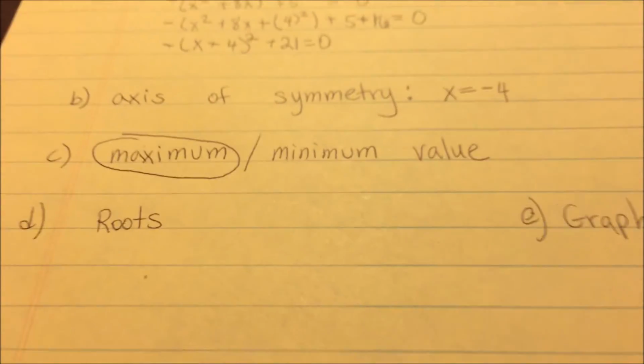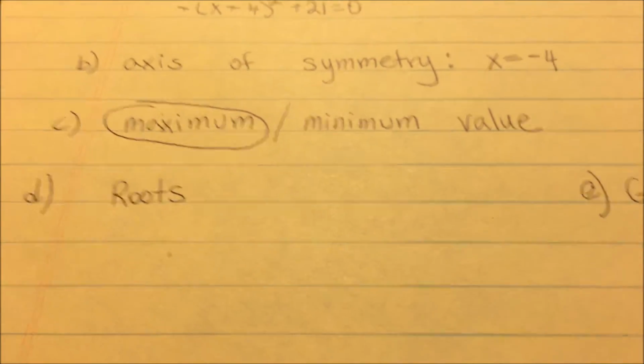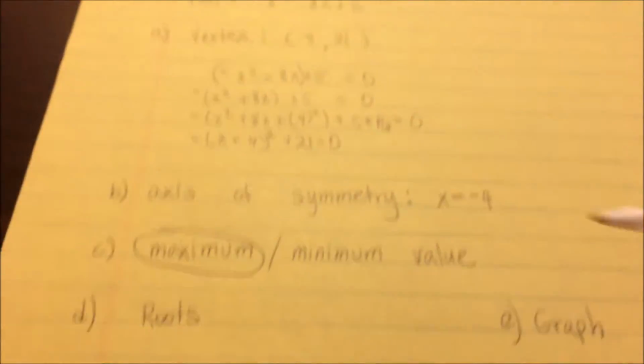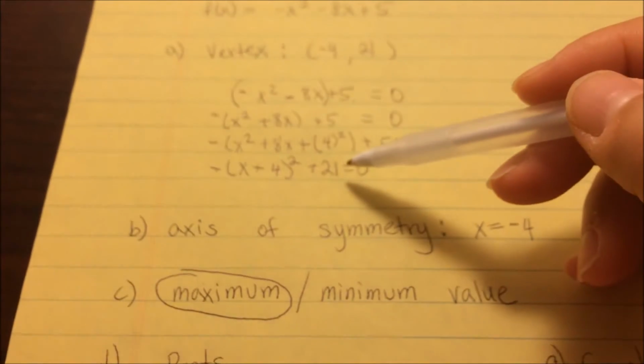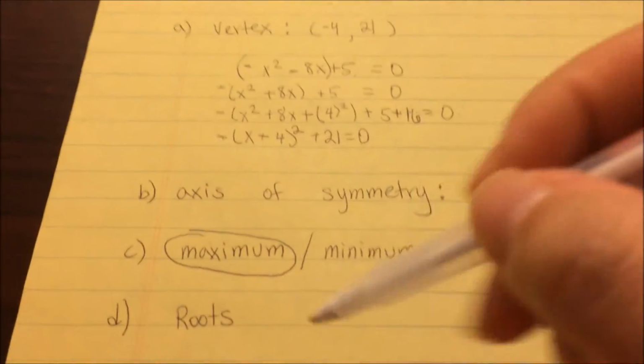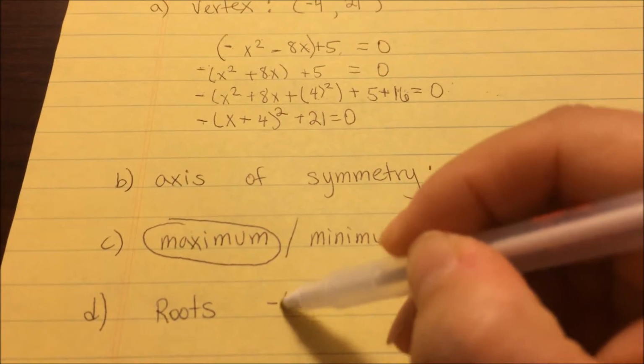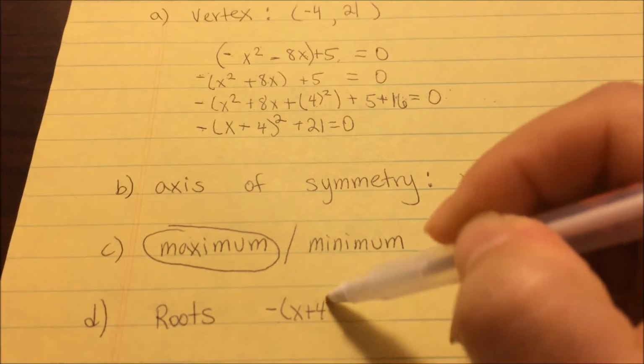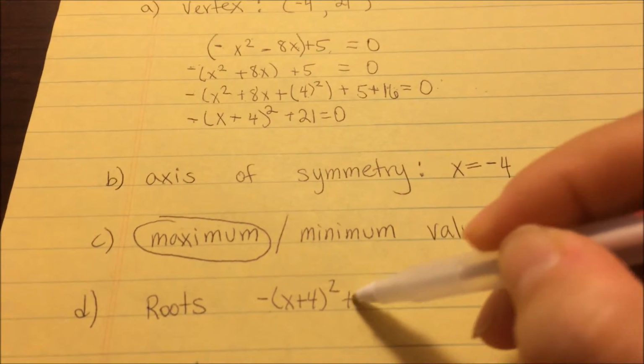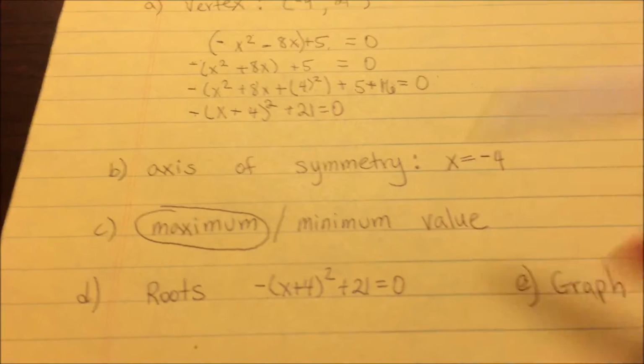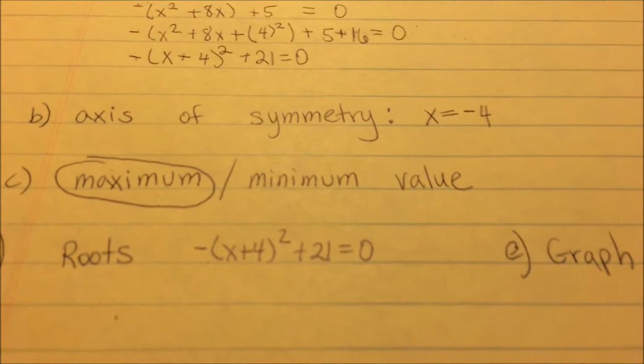Okay. Now finding the roots. So that's the work part of it. So we're going to have to continue on. The nice part of this is that we kind of already set this up right here. So I have negative x plus 4 squared plus 21 equals 0. And then I can just continue to solve it like I did on 3.2.